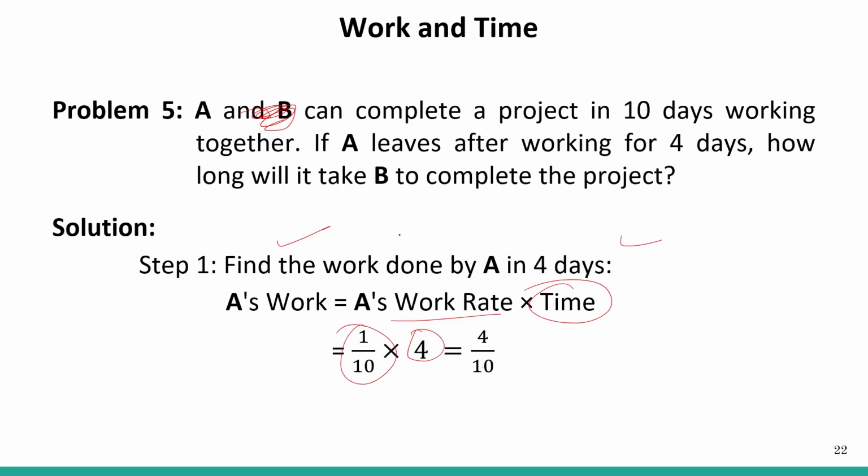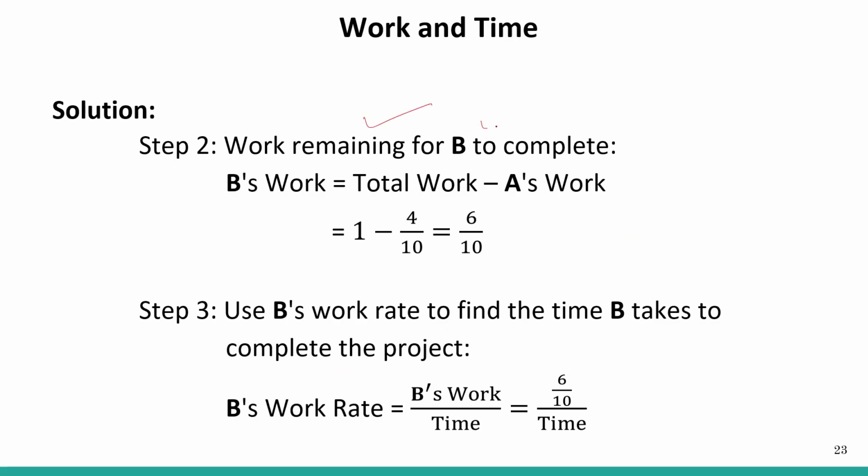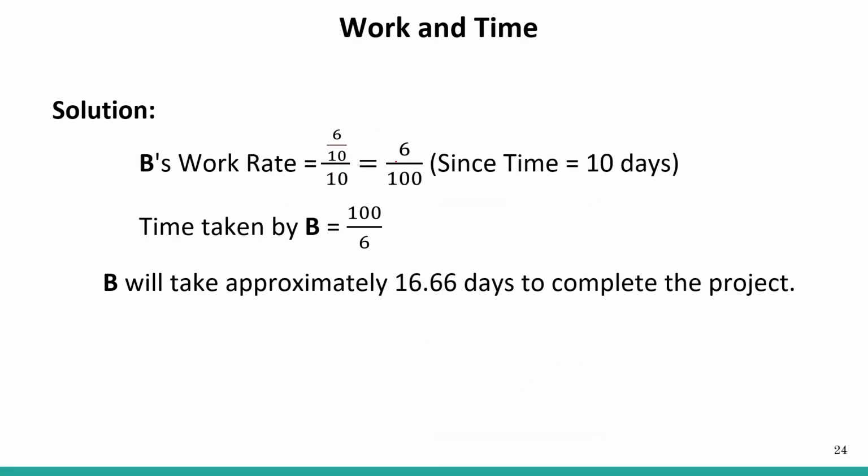Work remaining for B to complete is total work minus A's work, which is 1 minus 4 by 10, that is equal to 6 by 10. Step 3 is to use B's work rate to find the time it takes to complete the project. B's work by time is 6 by 10 by 10, which is 6 by 100. So time taken by B will be 100 by 6. It will take approximately 16.66 days for B to complete the project.